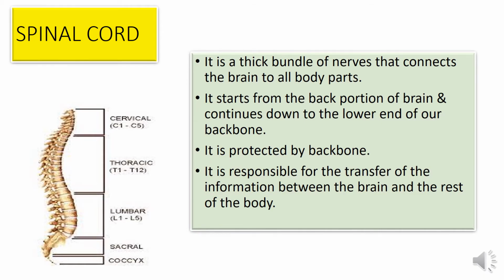Now, next part of our nervous system is spinal cord. You can see in the picture how it looks like. It is at the back basically of our body. As a major part of the central nervous system, spinal cord is a thick bundle of nerves that connects the brain to all body parts. It starts from the back portion of the brain, that is the medulla oblongata, which I had explained just a minute before, and continues down to the lower end of our backbone. It starts from the medulla oblongata and ends at the lower end of the backbone.